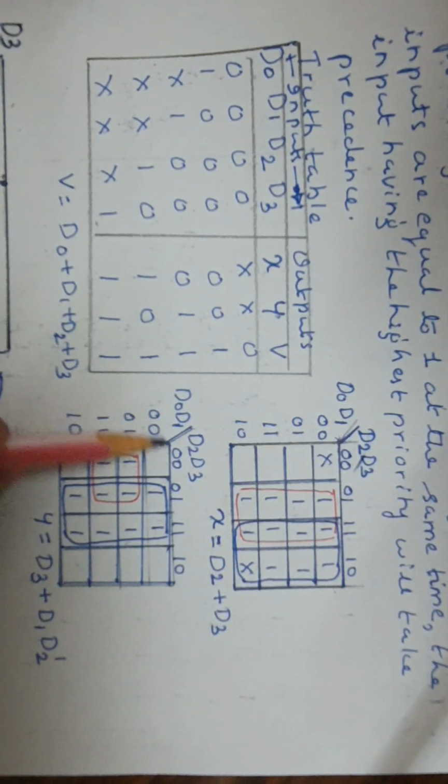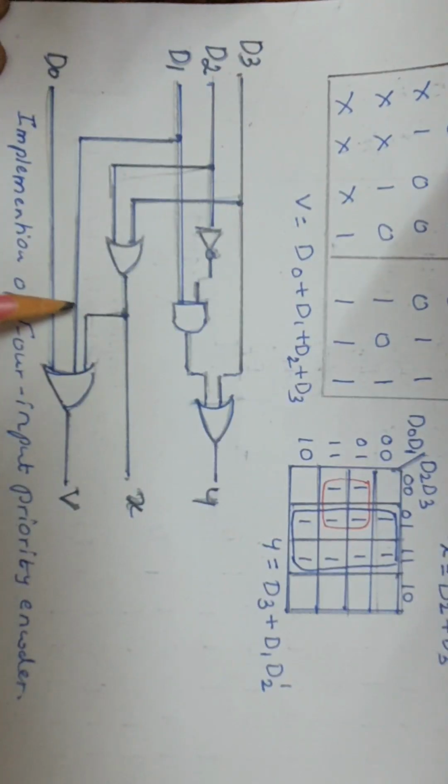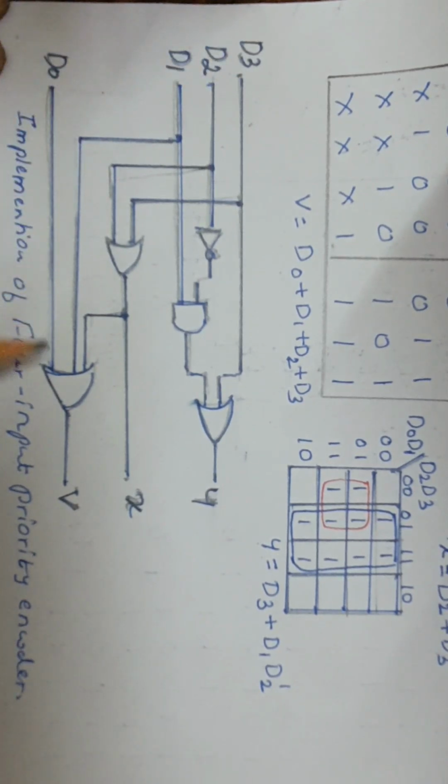Okay, so seeing these expressions, next the logic diagram will be drawn as part of the implementation of the 4 input priority encoder. So this is the logic diagram for the 4 input priority encoder, D0, D1, D2, D3. Here X is D2 or D3. So here D2 is taken, D3 is taken, that is logically ORed, that gives X. And Y is D3 or D1, D2 dash.